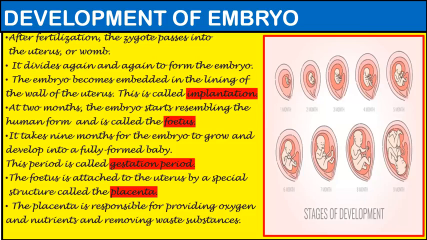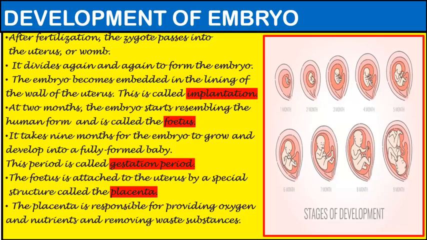Development of embryo. After fertilization, the zygote passes into the uterus or womb. It divides again and again to form the embryo. The embryo becomes embedded in the lining of the wall of the uterus. This process is called implantation.